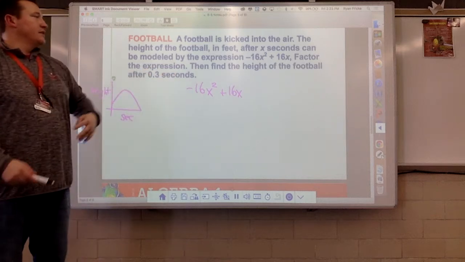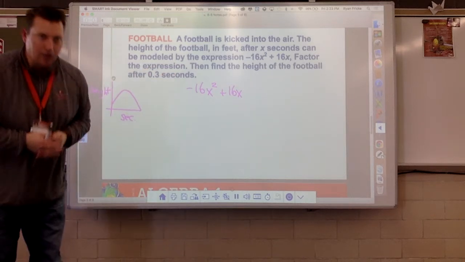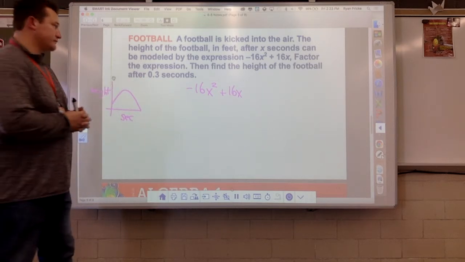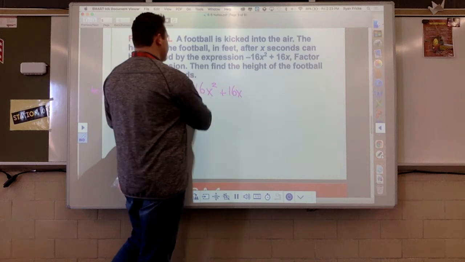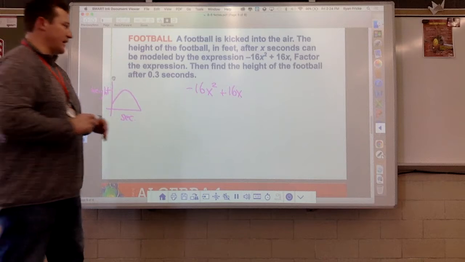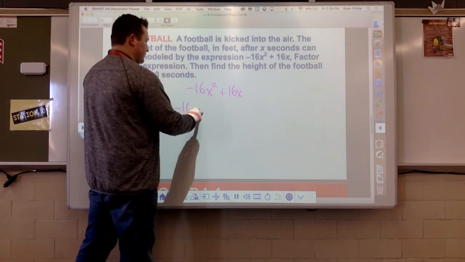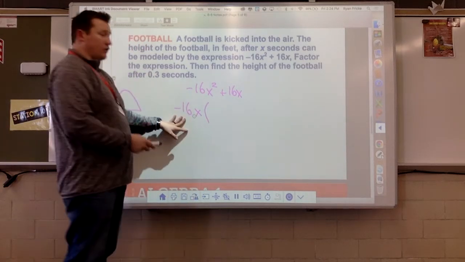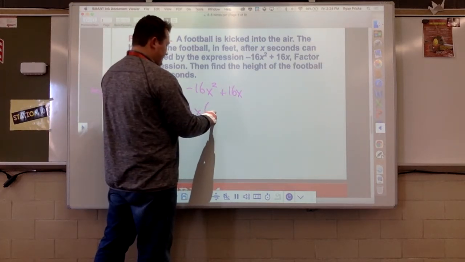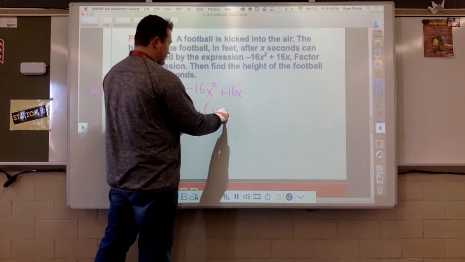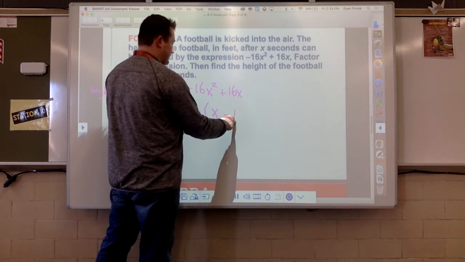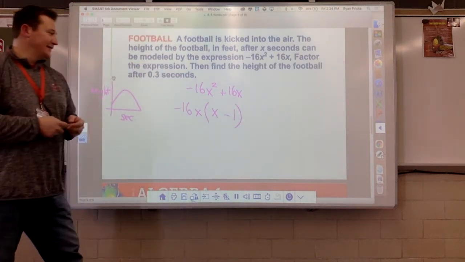Factor the expression, then find the height of the football after 3/10 of a second. Okay. So factor this expression. So what is the greatest number and variable we can factor out? Well, we could do negative 16x, right? You could also do 16x here, all right? This will turn into what, guys? X plus, no, it will not, x minus 1, okay? There we go.